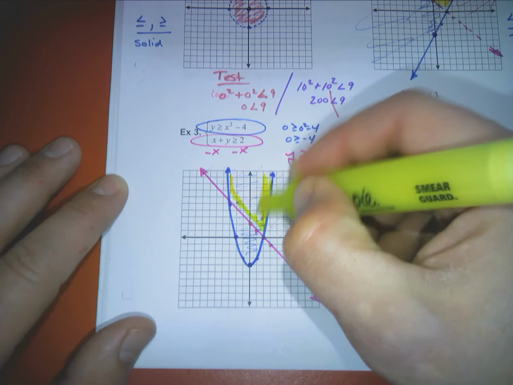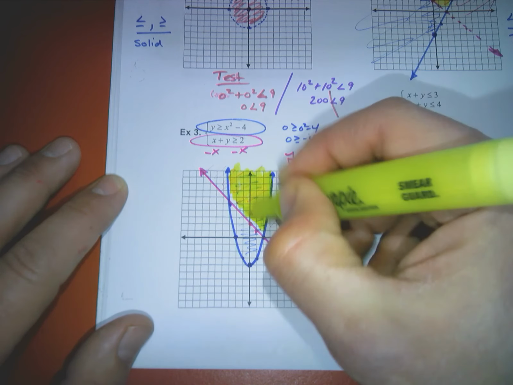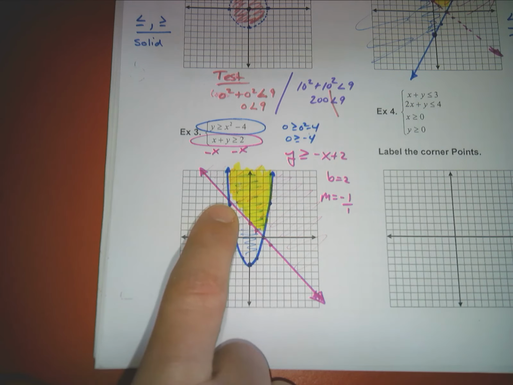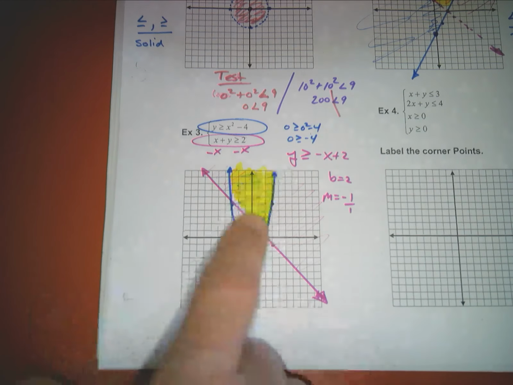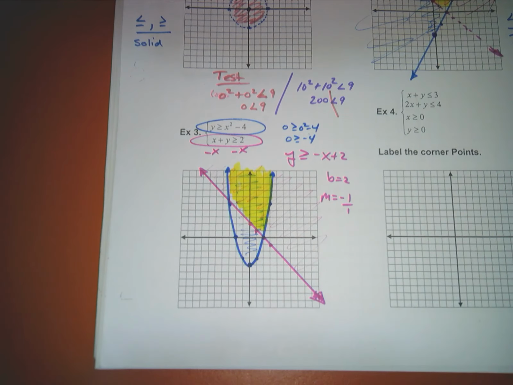So any point that I'm shading is a solution to this system. So that's our little shaded in region, okay? And it's inclusive on this part of the parabola and this line here as well. So it's got to be above and on that fuchsia line and inside and on the parabola, okay?